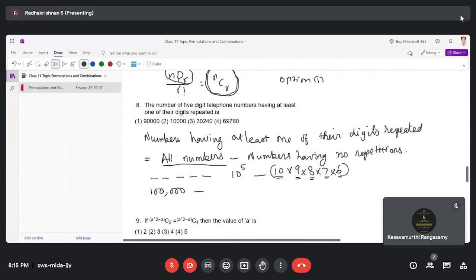So we have to calculate this now. 9 into 8 into 7 into 6. Let me calculate. 3024. So what is remaining then? 69,760. This is your option.